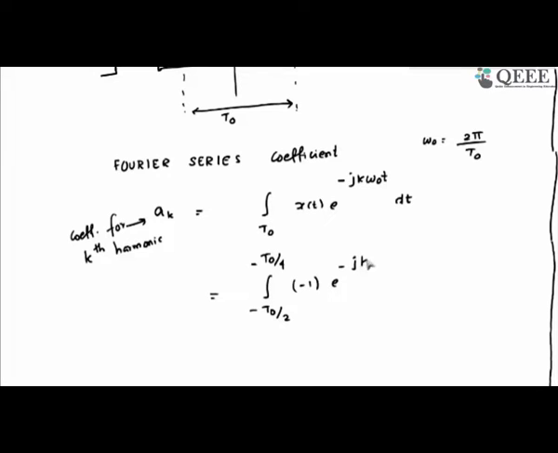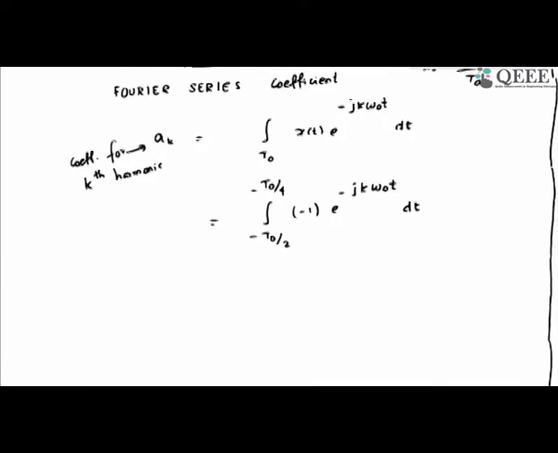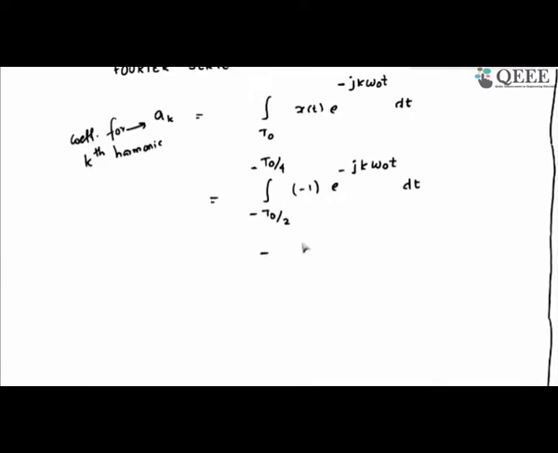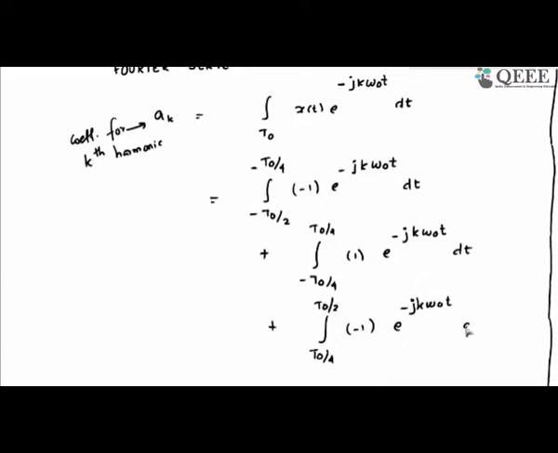I am using k omega naught t dt, and I have some more integrals to finish. From minus T naught by 4 to plus T naught by 4, the value is 1 times e power minus j k omega naught t dt. Then there is one last integral from T naught by 4 to T naught by 2, where the value again goes to minus 1, times e power minus j k omega naught t dt.